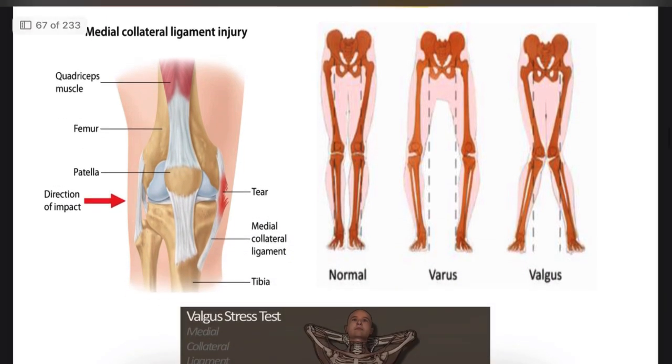If any tear happens in the medial collateral ligament, then the direction of impact will be from medial. If the patient is getting medial stress, at that time we can see the problem of valgus. Valgus means the knee comes very close medially, and it will touch. So then we have to suspect medial collateral ligament injury.